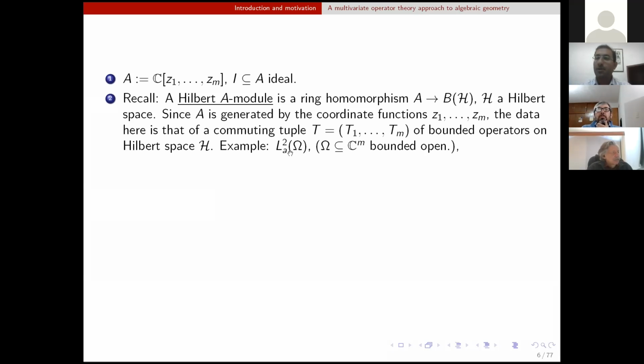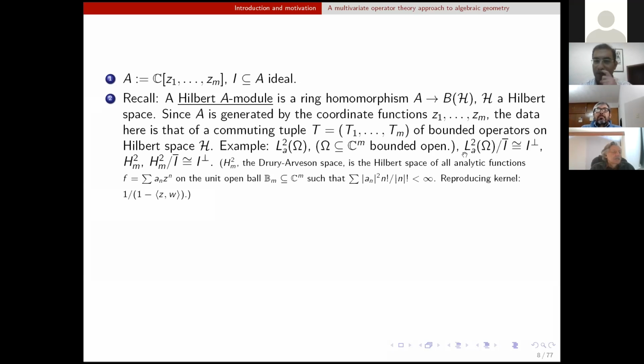So the fundamental example is, let's say, the Bergman space on a domain. The module operation is given by multiplication by polynomials. A more interesting example comes from the quotient of, for example, Bergman spaces by the closure of ideals. Here the module operation is just multiplication by polynomials followed by orthogonal projection onto the quotient. So in other words, Toeplitz operators.